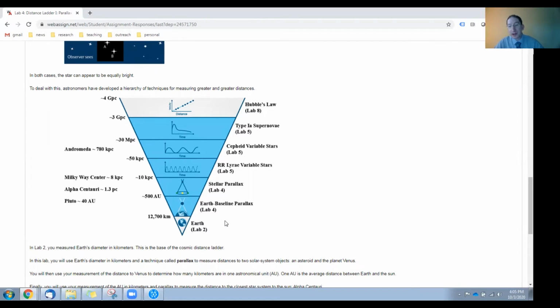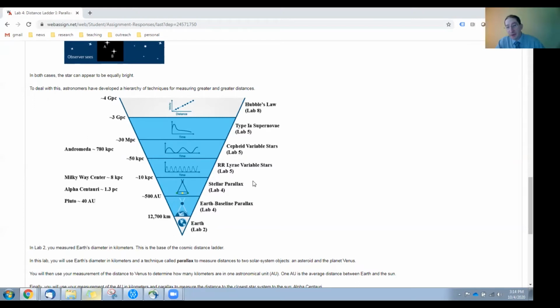With that in hand, we can go another rung up on the cosmic distance ladder and carry out what is called stellar parallax. This uses the astronomical unit and the same parallax technique to measure distances to nearby stars. And we'll use it to measure the distance to Alpha Centauri, the closest star, it's actually a star system, to our sun. This technique can also be used to measure distances to stars about halfway across our Milky Way galaxy.